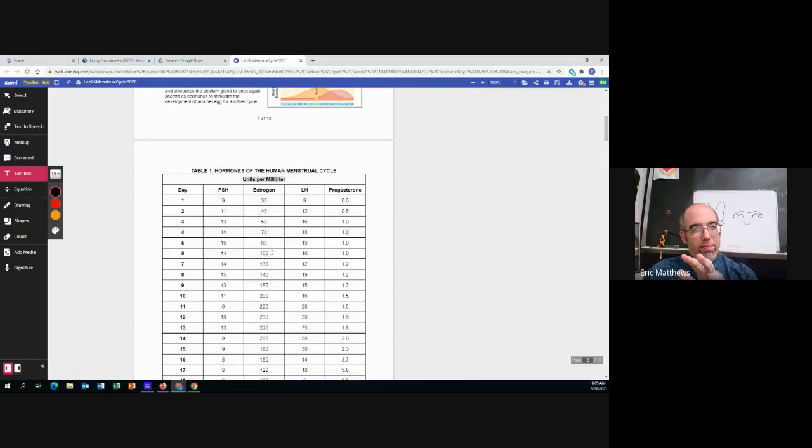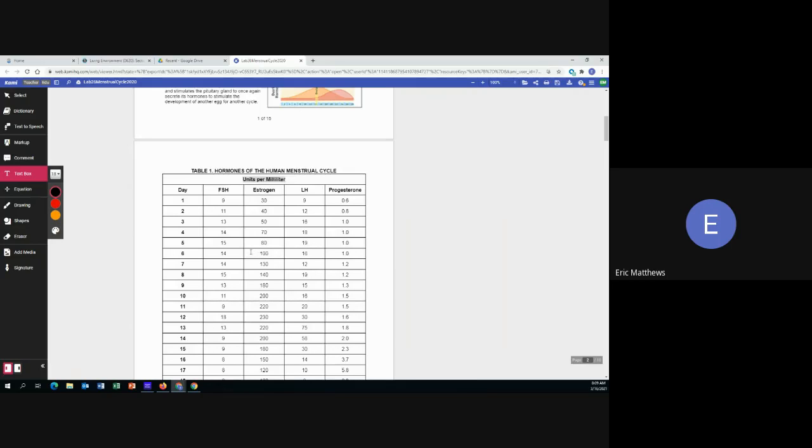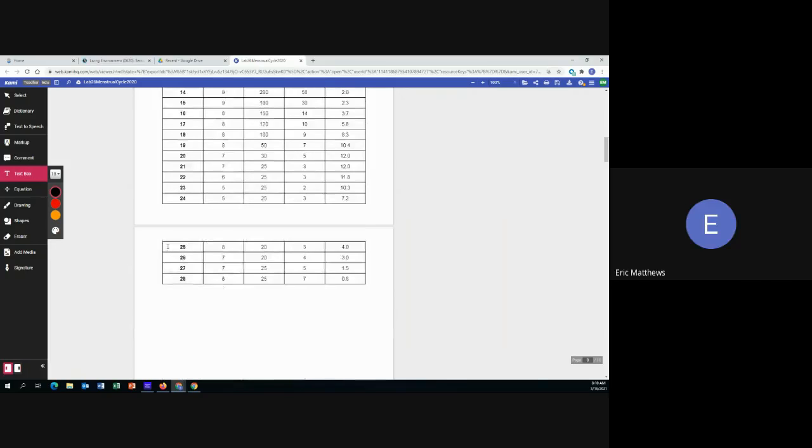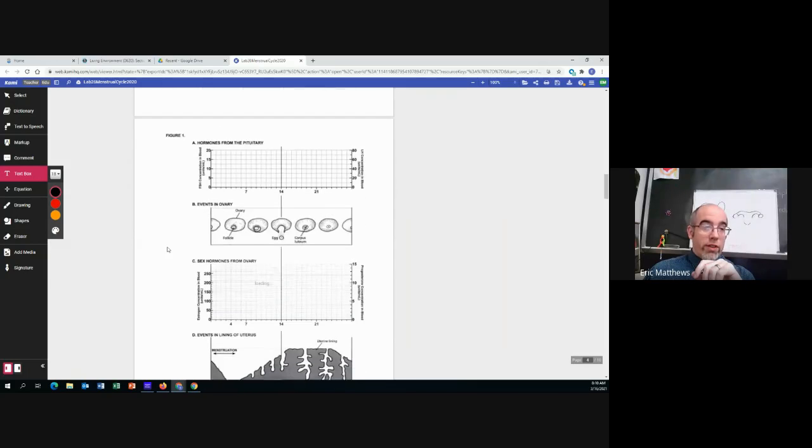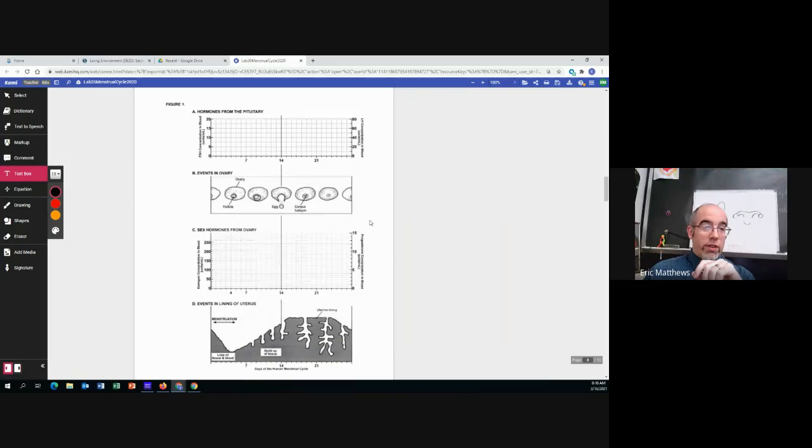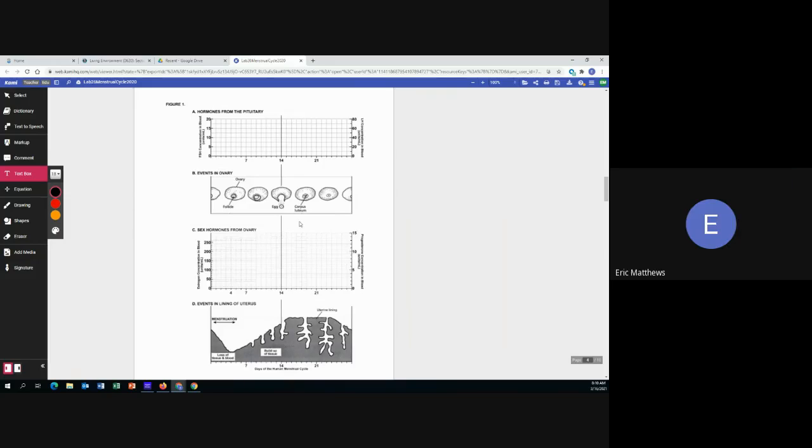This is how we always set them up. So let me show you the graph and explain to you the easiest way to do that. So here we are on the fourth page. And this is where we're going to graph. Now, you'll notice events in the ovary, with the ovary, ovulation, et cetera, you're doing nothing here. Leave it alone. Same thing down here at D, events in the lining of the uterus, nothing there. Those are done. They're already complete. The only thing we're looking at is graphing out the hormones.